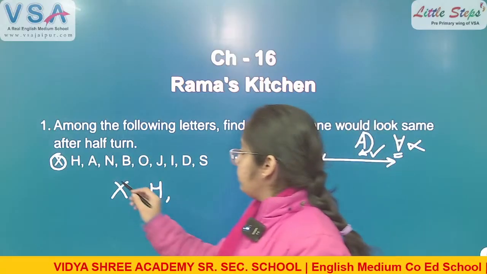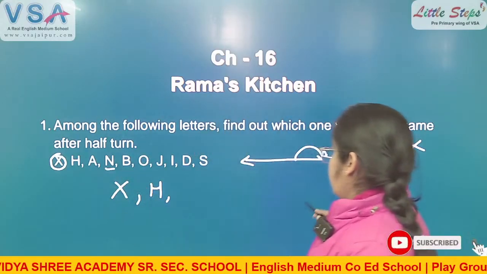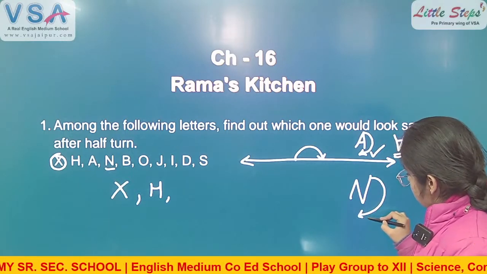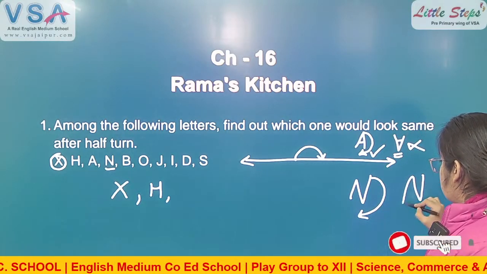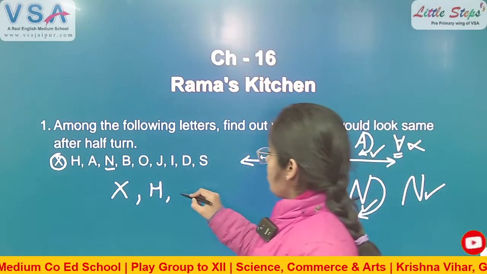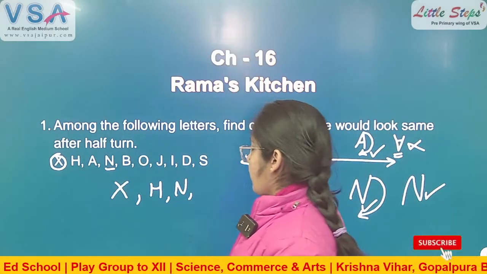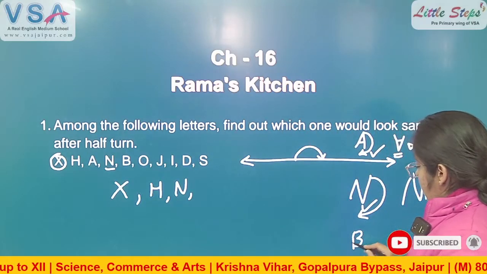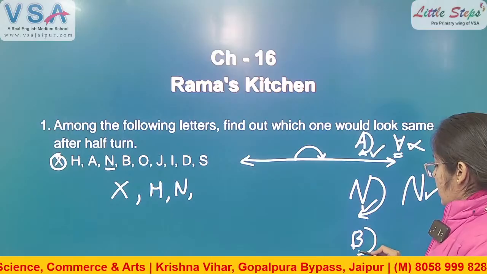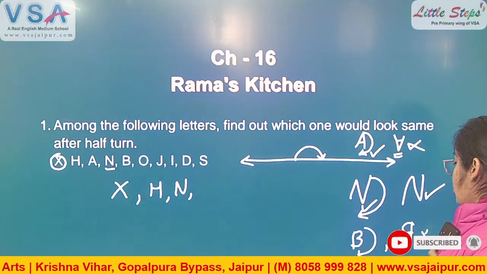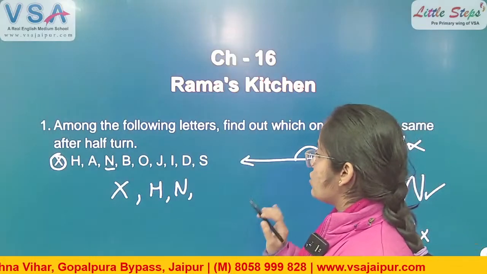Next one, N. If we rotate N from this to this, it will become this. It is still the same, right? So N is also the same in the half turn. B, if we rotate B from the original position by a half turn, it will become like this. It will not remain the same. So it is also not.